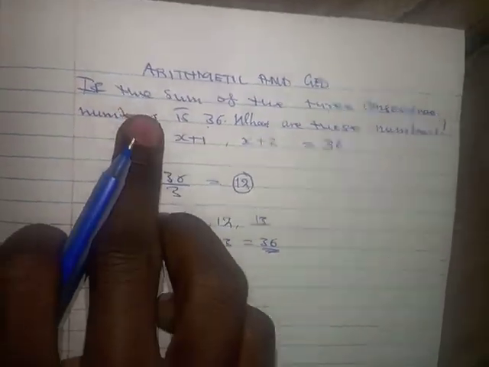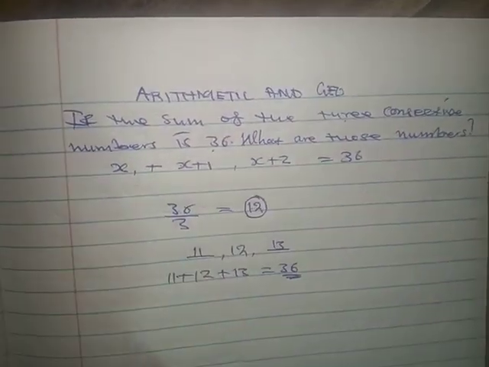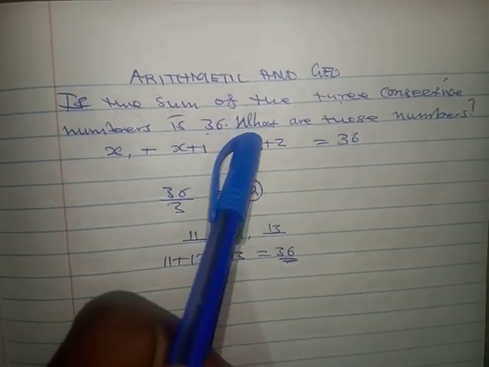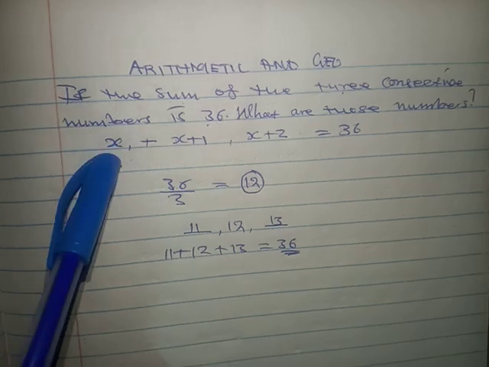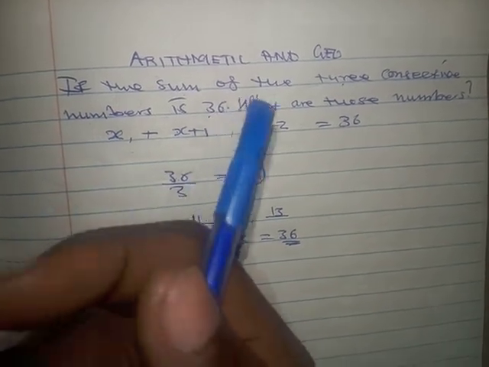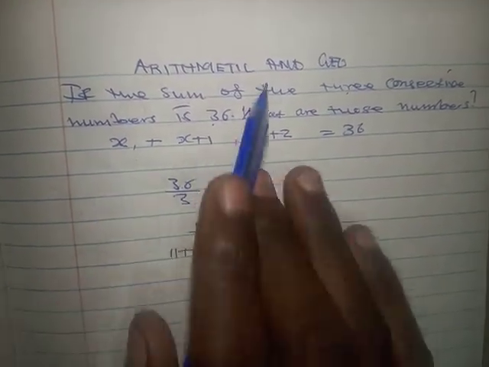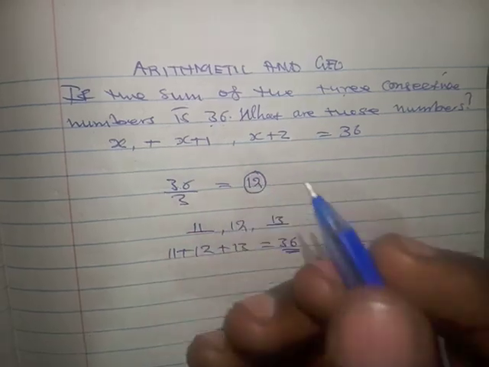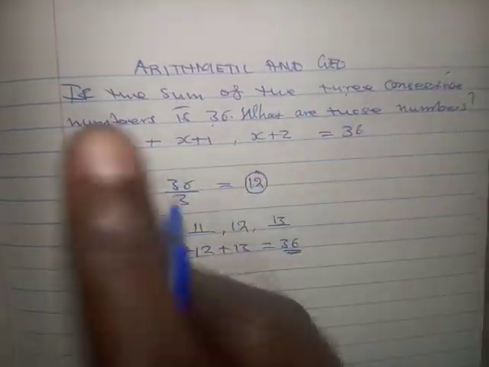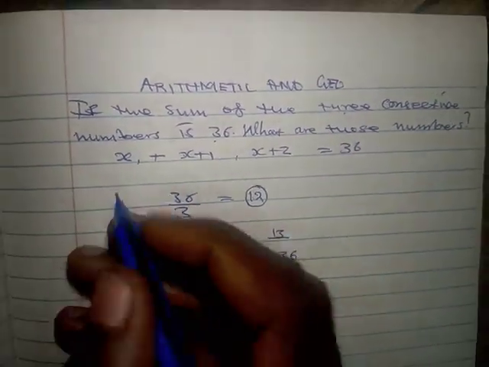And it is saying, if the sum of three consecutive numbers is 36, what are those numbers? Which we don't know, so we need to know those numbers or terms. So in this case, since we don't know, we let the first term or the first number of those three consecutive terms be x.